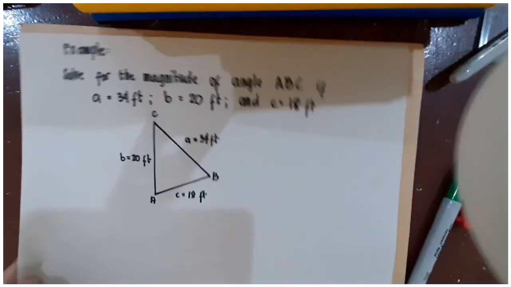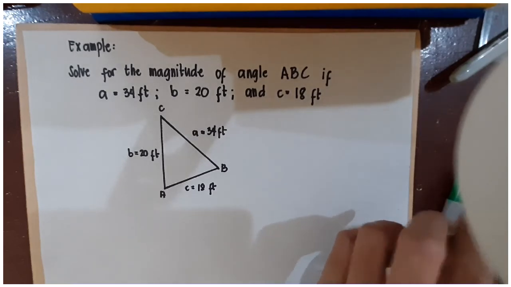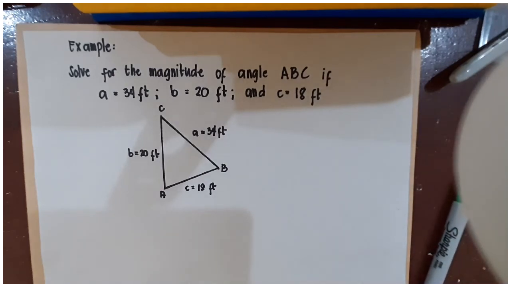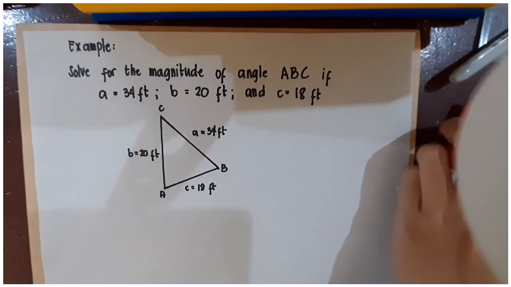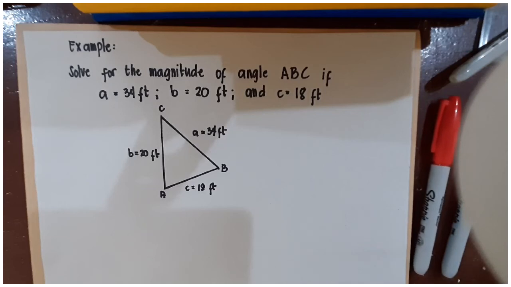Now, what about the law of cosine? So, how do we use the law of cosine? Let's say you have here an example. Solve for the magnitude of angle ABC if A is equal to 34 feet, B is 20 feet, and C is 18 feet. In this case, there is no given angle, unlike earlier with the law of sines, where we had at least one given angle. Here, all of your sides are given. So, how do we solve this one?